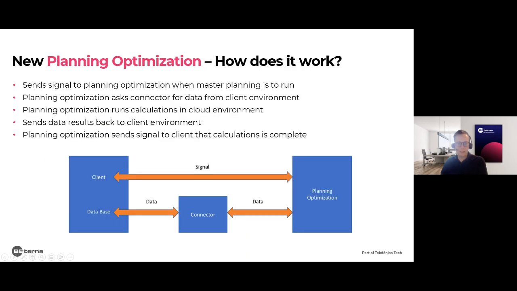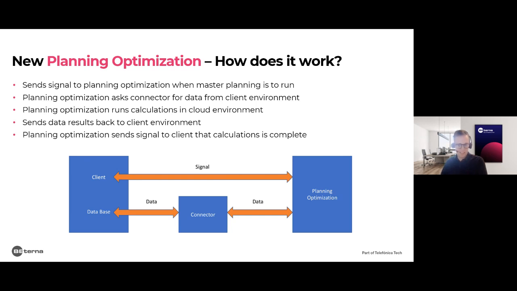So how does it work? It all starts when you decide that you want to run a new planning. When starting a new planning, a signal is sent from your environment to Azure Cloud. Planning optimization then requests data from you via the connector. It takes sort of a screenshot of your system with all the data, and this is then sent to Azure Cloud via the connector. The calculations are all done quickly, thanks to planning optimization being built as a scalable multi-tenant service with multiple instances working together to calculate the plan.